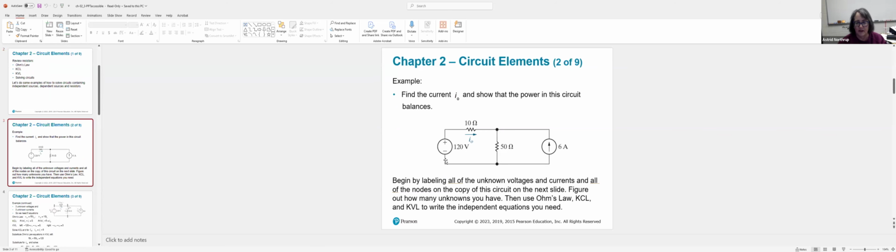Okay, what we have here asks us to find I sub 0, which is the current across the 10 ohm resistor. Now, here's the deal. We have an independent voltage source, we know that because we have positive and negative, and we have an independent current source of 6 amps. We then have two resistors. One is 10 ohms and one is 50 ohms.